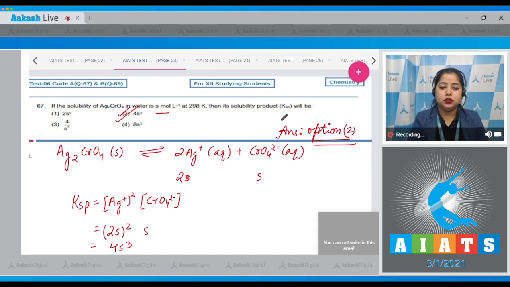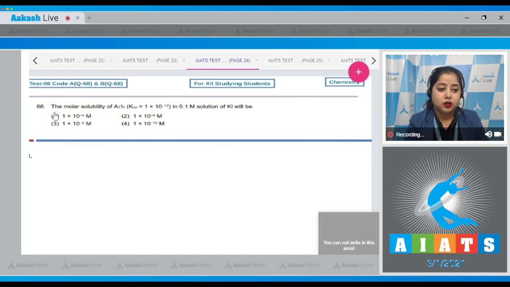Moving to the next question, which is 68. The molar solubility of aluminium iodide in 0.1 molar solution of KI will be. We are also given the Ksp of aluminium iodide, which is 1 into 10 to the power minus 12.